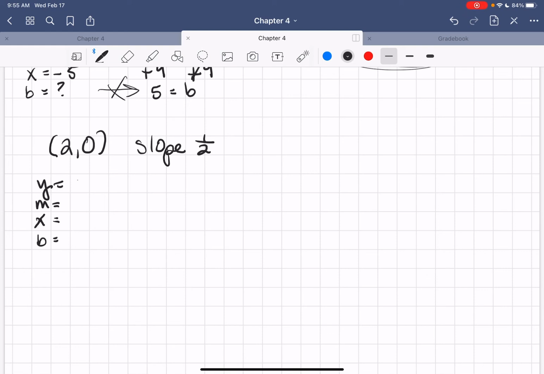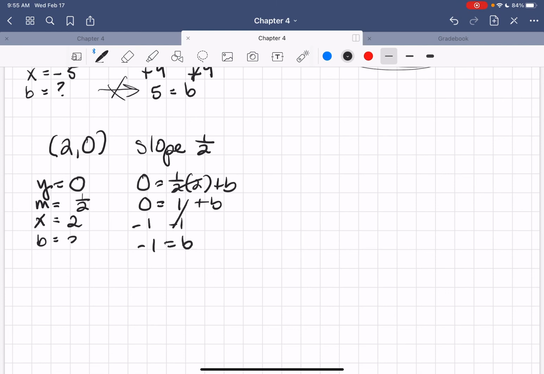So your y actually is 0 if you start writing it out, and then you get 1/2 for m and 2 for x. Don't know the y-intercept. So 0 equals 1/2 times 2 plus b. Okay, I get 0 equals 1, because those cancel, plus b. So my b is going to be -1. So I have my final answer of y equals 1/2 x minus 1.